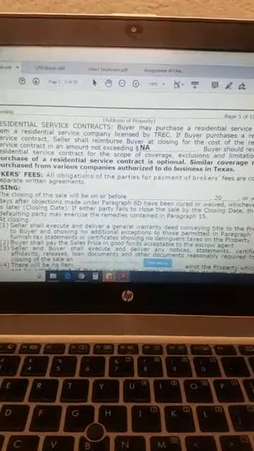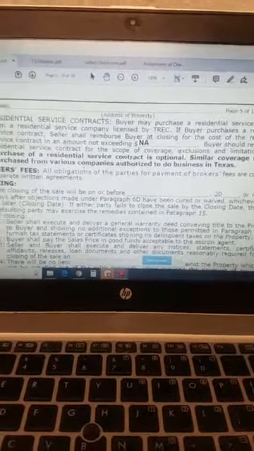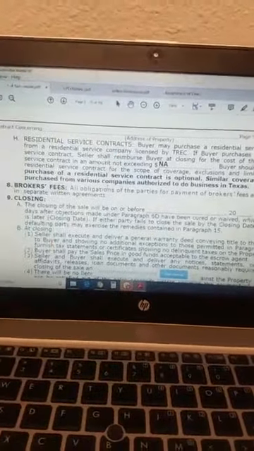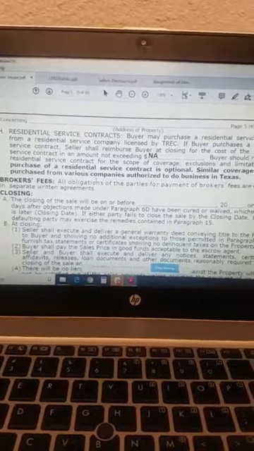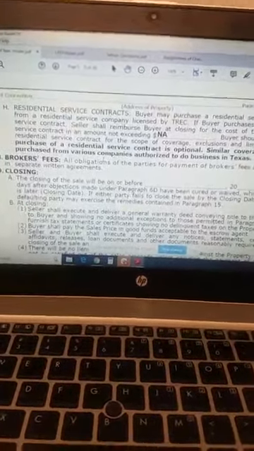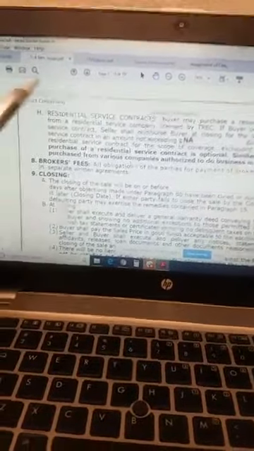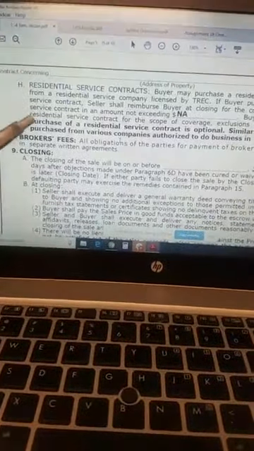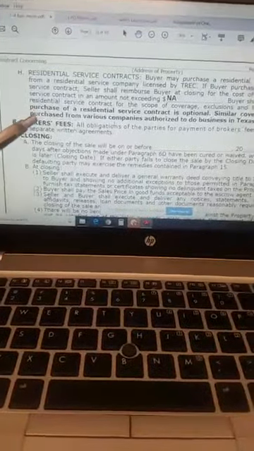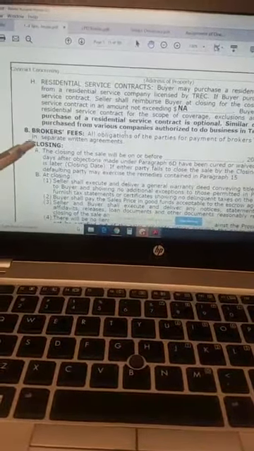So moving on to H, residential service contracts. We don't generally fill that out. That's for a typical retail sale where you want to offer the new buyers a warranty on their washer and dryer and dishwasher. We don't do that here in this type of business. Okay, moving on.